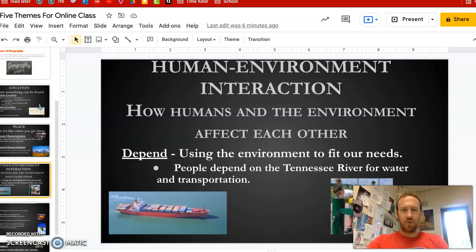Moving on. Next one is human-environment interaction. So this is how humans and the environment affect one another. And this has three subcategories: depend, modify, and adapt. The first one is depend. That is, how do we humans in that area depend on the environment around us? For example, here we depend on the Mississippi River or groundwater or lakes for our drinking water. We depend on the farm fields to provide food for us, things like that.